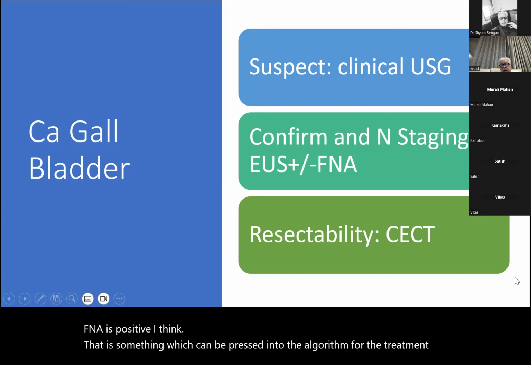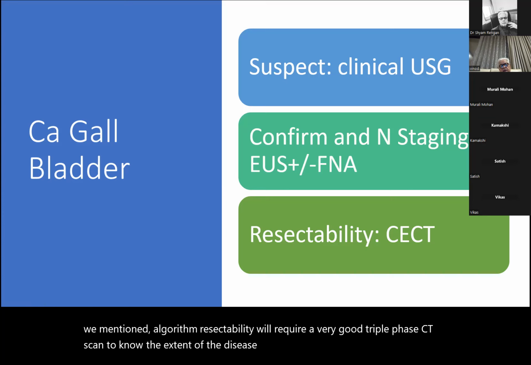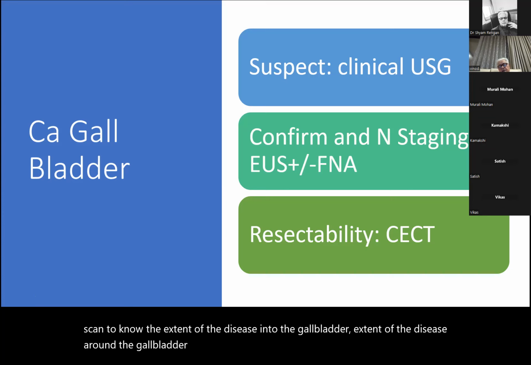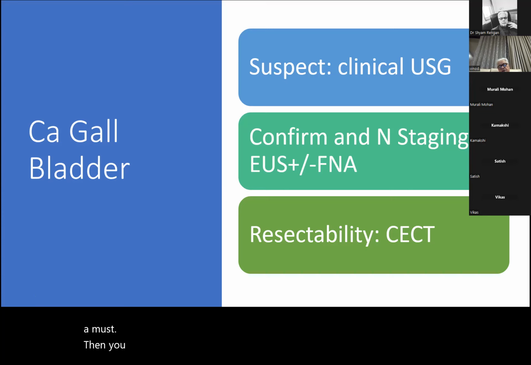As we mentioned, resectability will require a very good triple phase CT scan to know the extent of the disease into the gallbladder, extent of the disease around the gallbladder, and extent of the disease into the bile duct and the lymph nodes, and any other lymph nodal group in the abdomen. So I think CECT is a must when you are planning surgery.